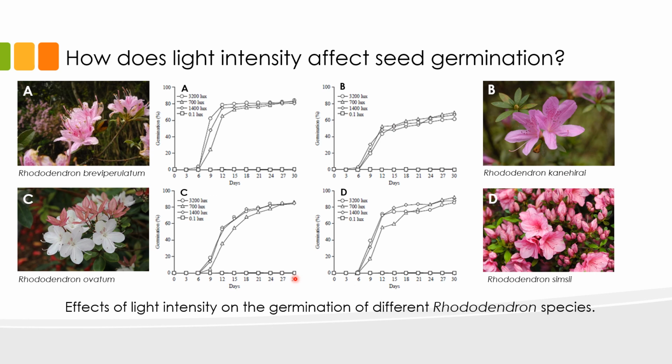When exposed to 700 to 3200 lux, all seeds germinated, although at varying rates. At the end of the 30-day period, we can see that R. breviperulatum, ovatum, and simsii had more than 80% germination. In contrast, rhododendron kanehirae has around 70% germination. Overall, this data shows us that different species will have different germination responses to light.